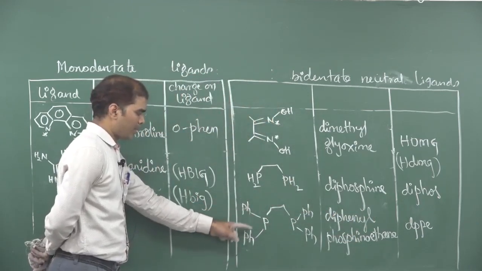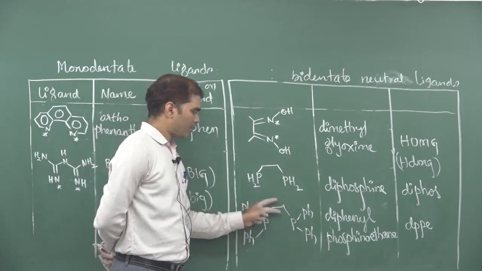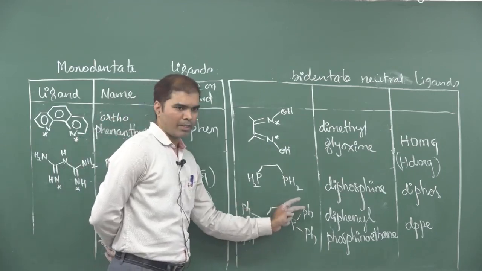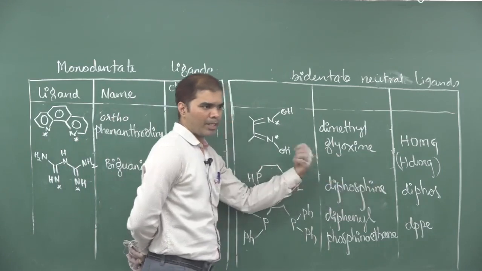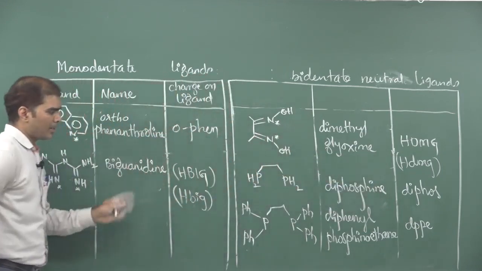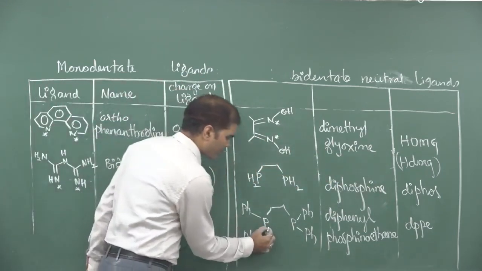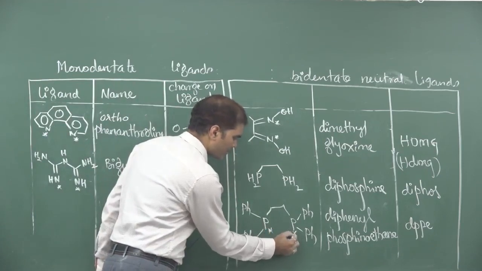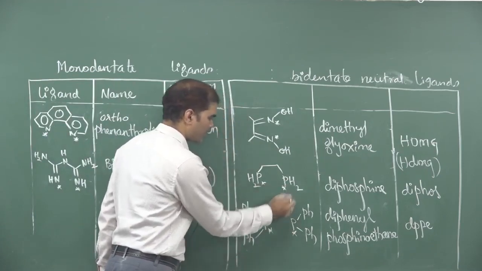Suppose I am taking methyls here, I call it dimethyl phosphinoethane, diethyl phosphinoethane, or diphenyl phosphinoethane, dialkyl phosphinoethane. All these are bidentate neutral. Here the phosphorus are the donor atoms.